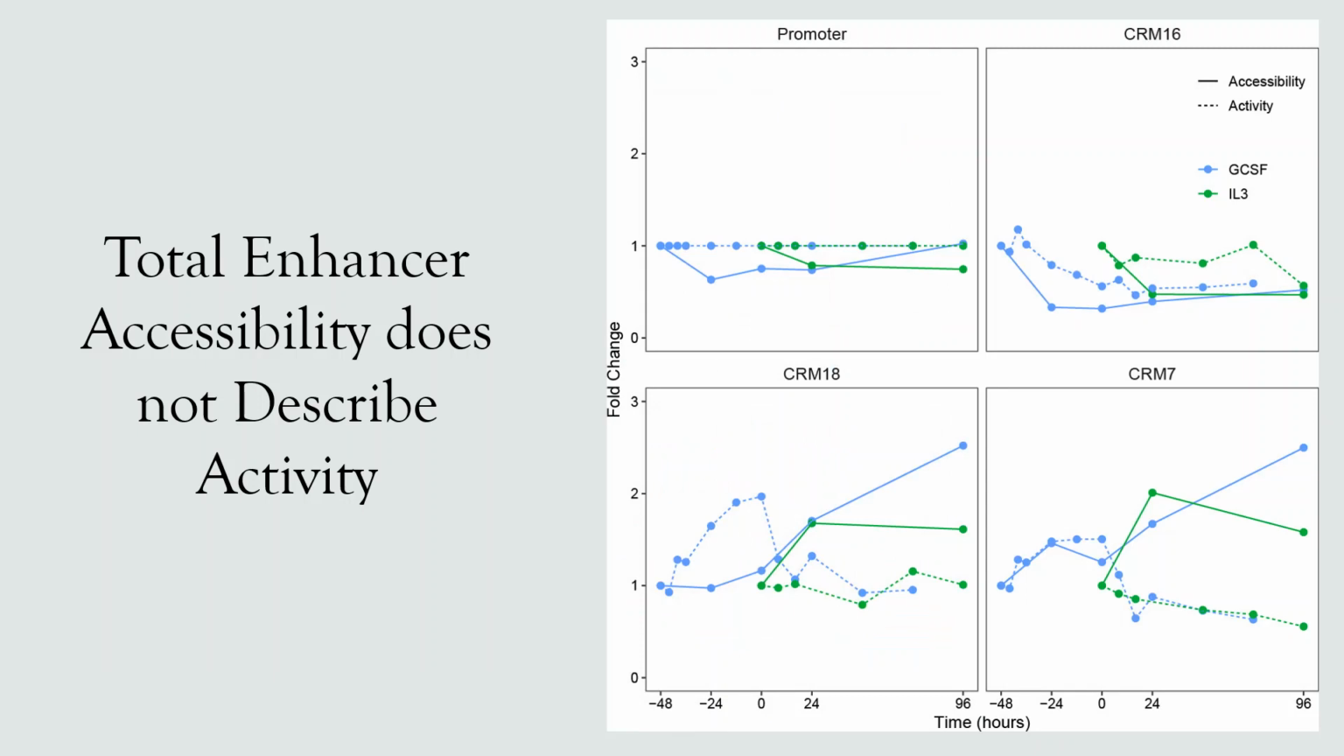Having determined the TF binding architecture of the CBP alpha regulatory regions, we then aimed to analyze our temporal accessibility dynamics that can describe their activity patterns. We looked at the change in total accessibility, or the sum Tn5 cuts, within the promoter and enhancers during differentiation. Interestingly, we saw an increase in activity that precedes the increase in total accessibility in both CRM7 and 18. Also, we observed an increase in accessibility after OHT treatment hour 0, but a decrease in activity in CRM7 and 18. This suggests that the activity of the enhancers cannot be explained solely by their total accessibility.